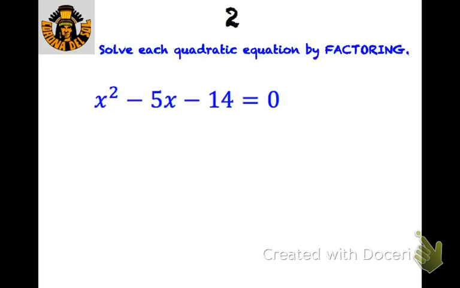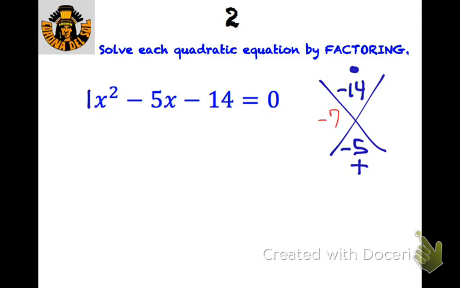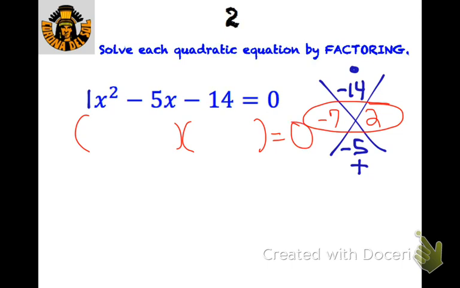Next one, we have to actually solve it by factoring, so it's not done for us yet. So remember, this is the easier kind of factoring because it doesn't have a number in front, it's just a 1 there. So we're looking for two numbers that multiply to be the last number, so negative 14, and they have to add up to be negative 5. So we think about that for a little bit. So let's think. That would be negative 7 and positive 2.